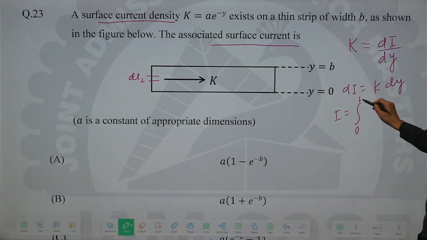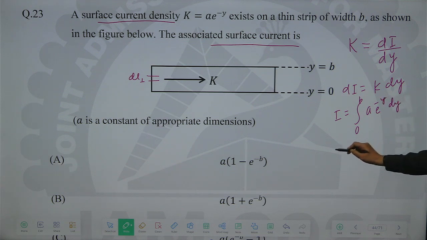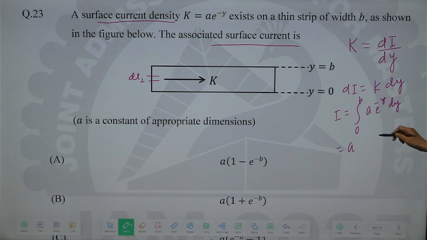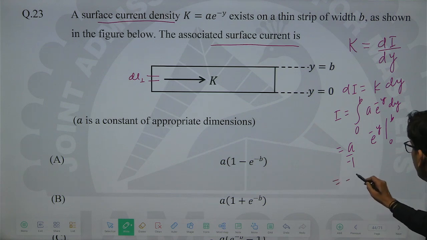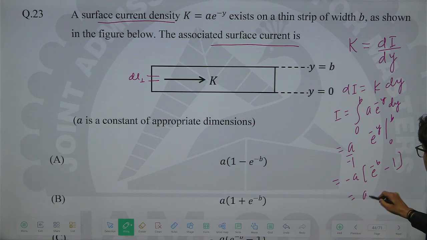So it becomes the integration from 0 to b of K, which is A e to the power minus y, dy. So this will become A times the integral of e to the power minus y, which is e to the power minus y divided by minus 1, from 0 to b. So this will become minus A times e to the power minus b minus 1. So it is A times 1 minus e to the power minus b.